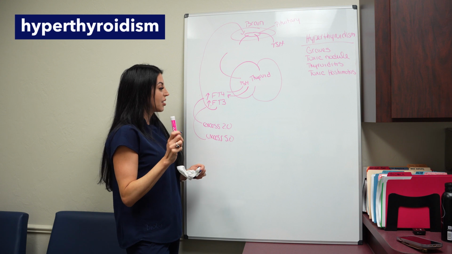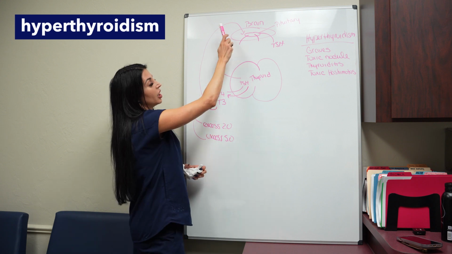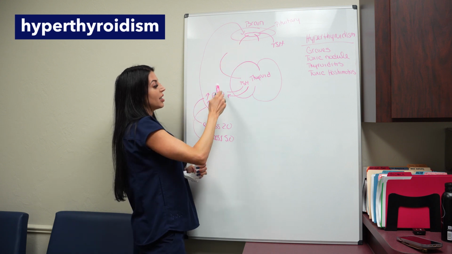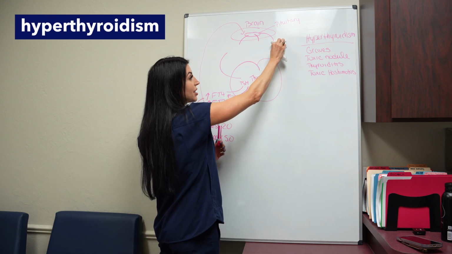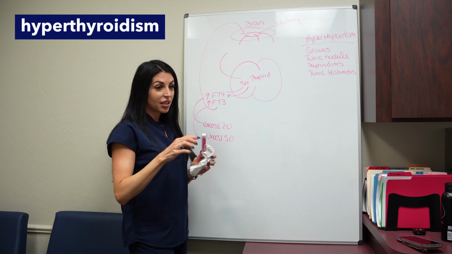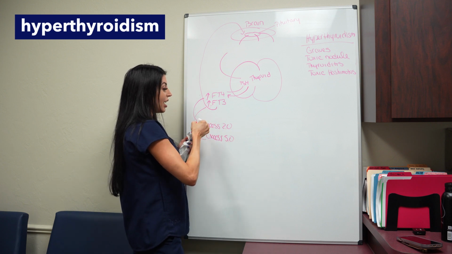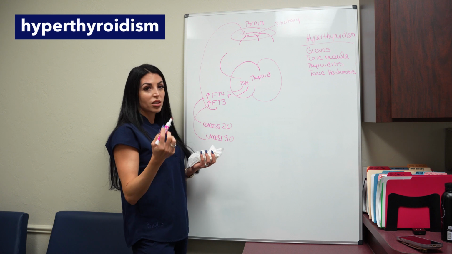So hyperthyroidism is when these levels are high, they're going to the brain, your brain is sensing that these levels are high, and it's down-regulating TSH. It's making less TSH, it's trying to make no TSH because it realizes these levels are high. So when this happens, the question is, why is it happening?